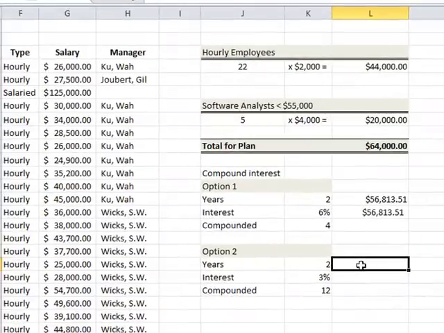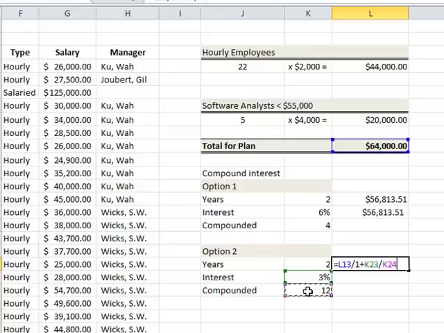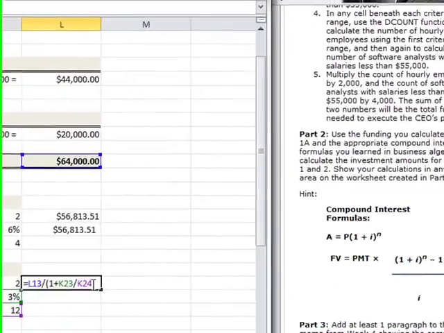So what we're going to do is first do it the long way. We're going to start with an equals. We want to start with our future value here, and divide that by this long formula. We're going to work our way from the inside out. We're going to start with 1 plus I, where I is our interest rate. We've got our interest rate, and we have to divide it by the number of times that it's going to compound. Now to make that easier, we're just going to put that in parentheses.